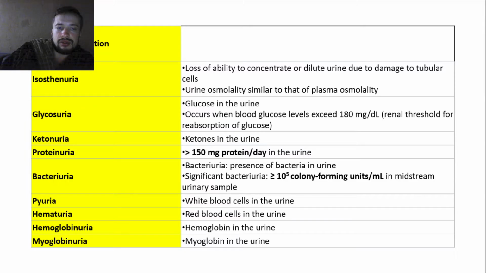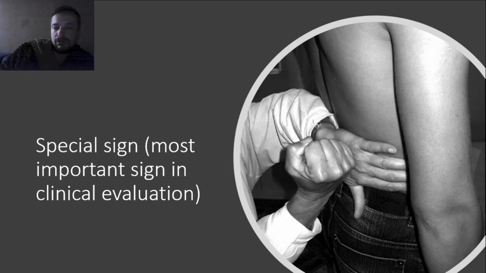Glucosuria, ketonuria, proteinuria more than 150, bacteriuria, pyuria, white blood cells in the urine, hematuria, red blood cells in the urine, hemoglobinuria, hemoglobin in the urine, and myoglobinuria, myoglobin in the urine. Special sign, pain that is elicited upon percussion of the costovertebral angle, approximately at the 12th rib. When present, this finding should raise concern for pyelonephritis or kidney stone.